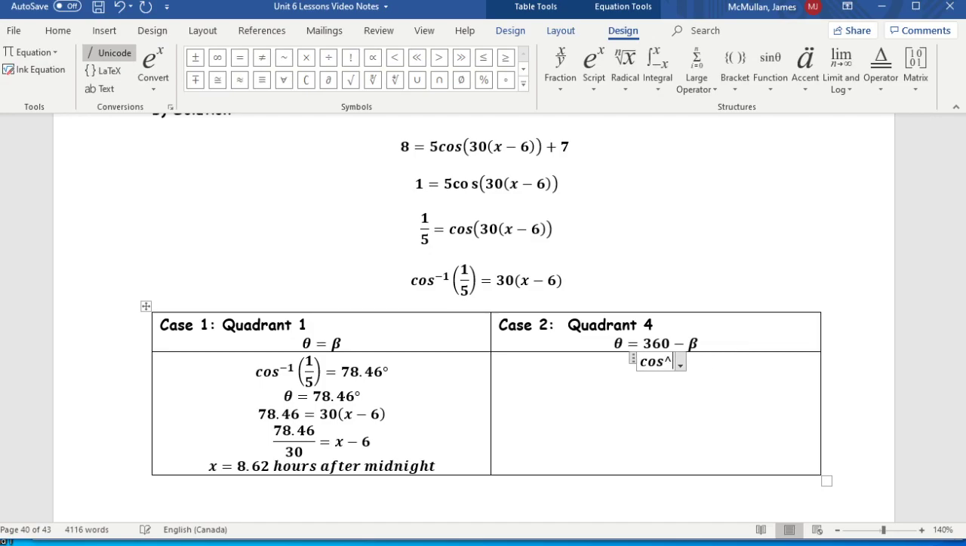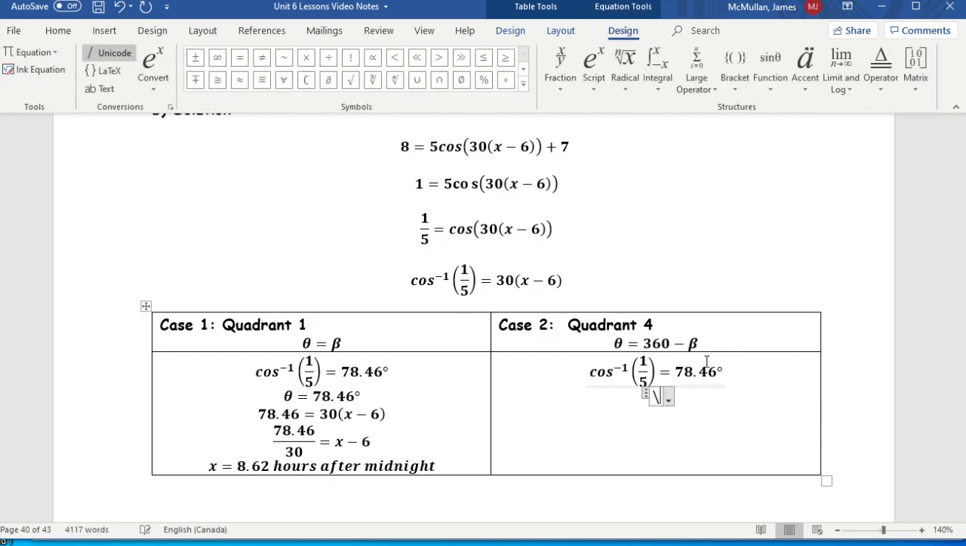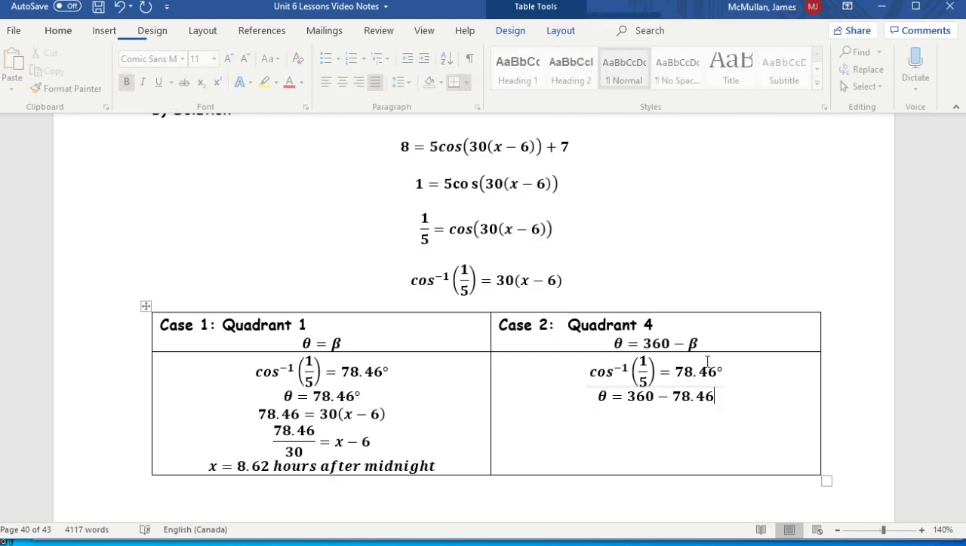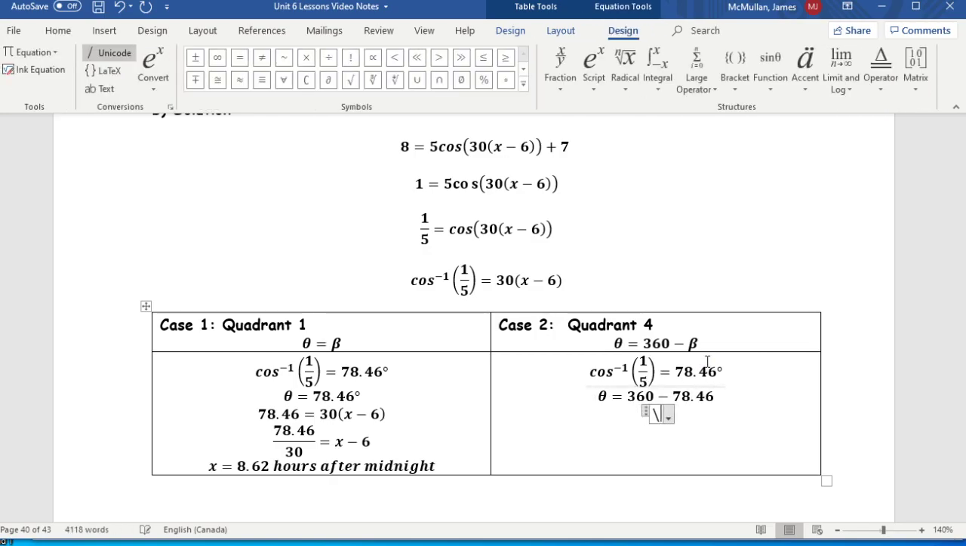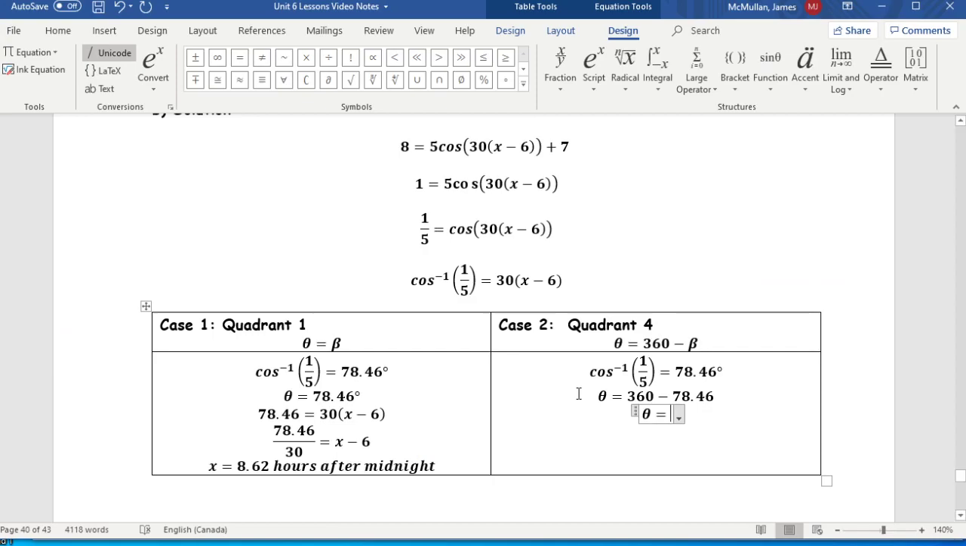Here, inverse cos of 1/5 still gives me 78.46, but I know that my calculator can only tell me the beta. It can't tell me that there are two answers that I'm looking for. In this case, I know theta would be 360 minus 78.46. So theta, let's just quickly do that. 360 minus 78.46 is 281.54.